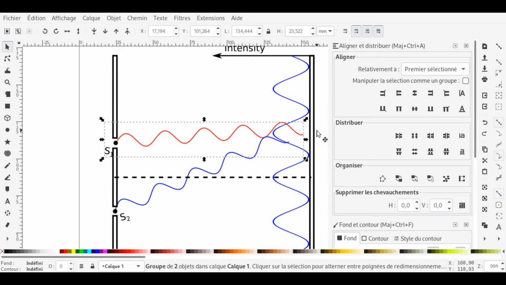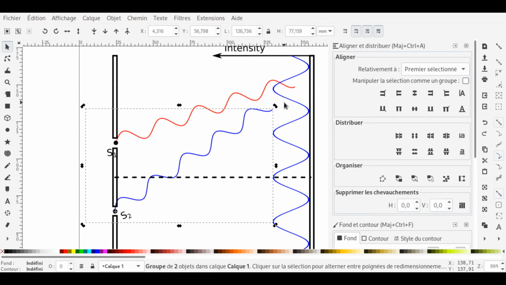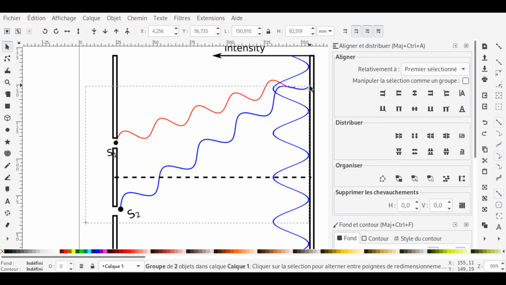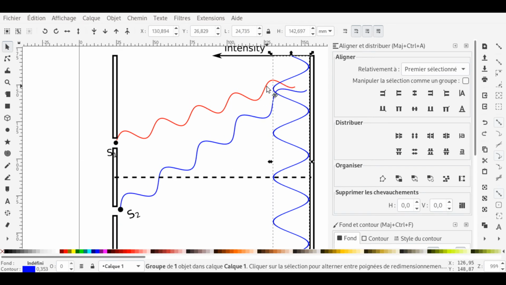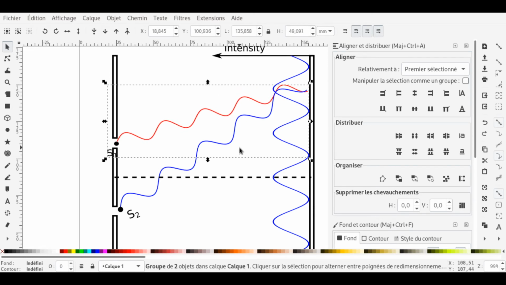The other bright fringe will be a case where the two distances differ by a factor of two wavelengths. So by two wavelengths. The two waves differ by two wavelengths, and so on.